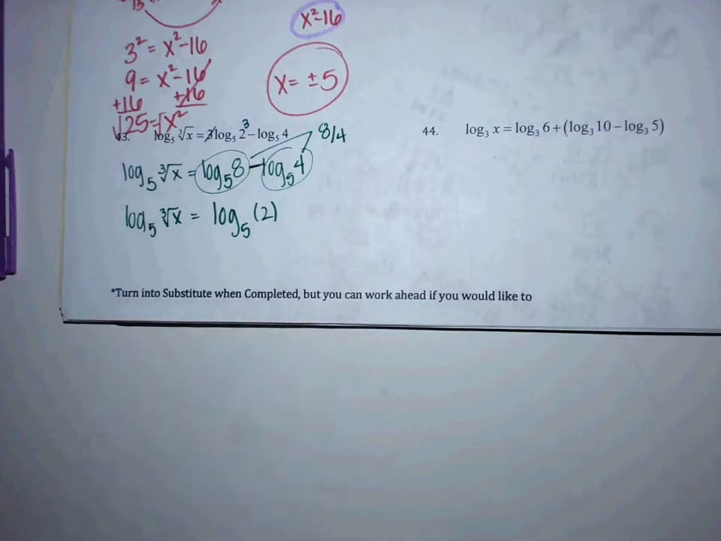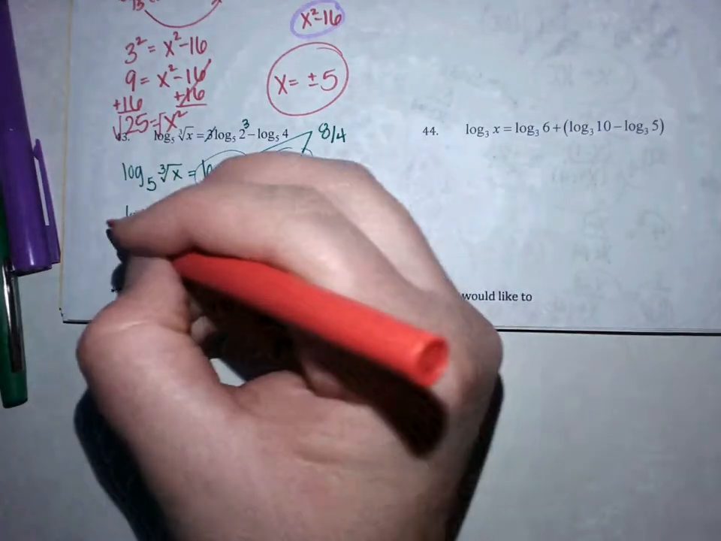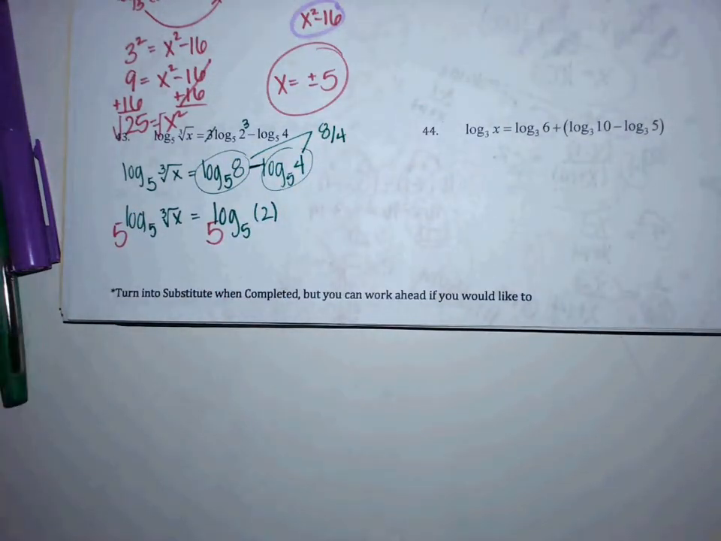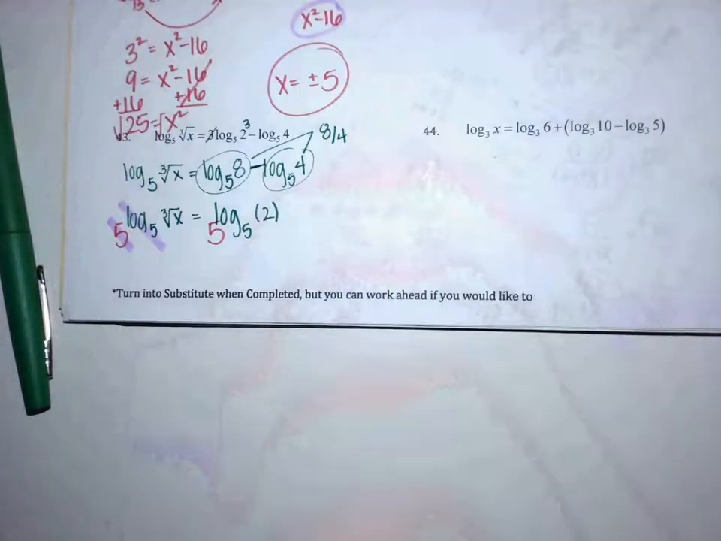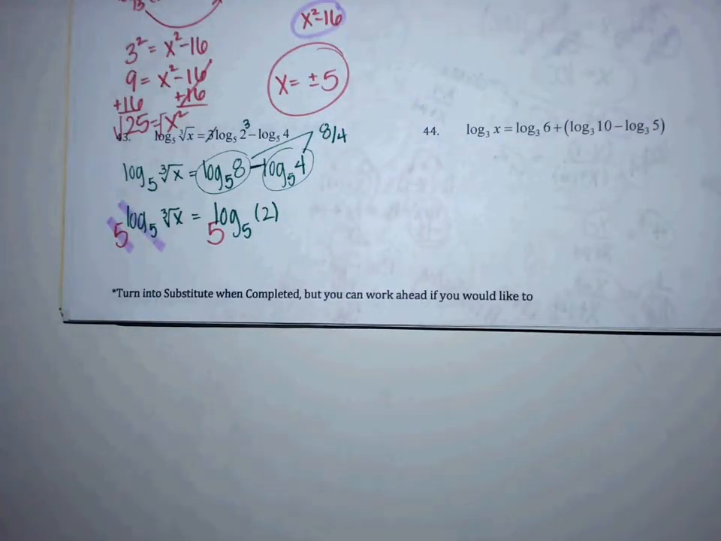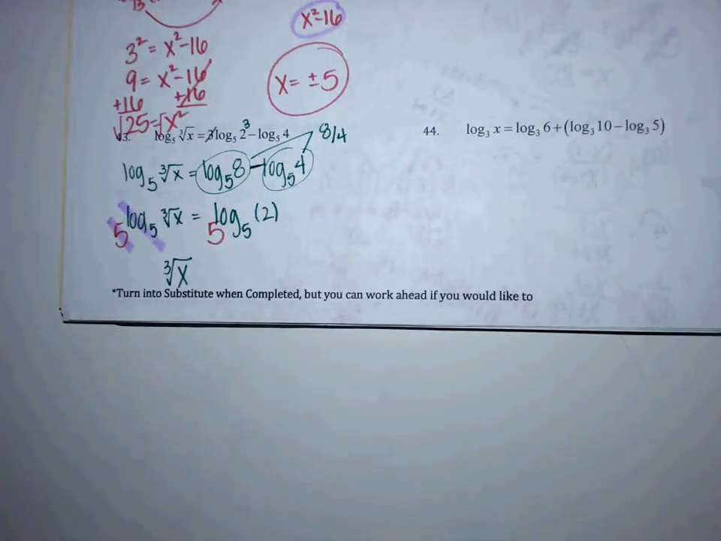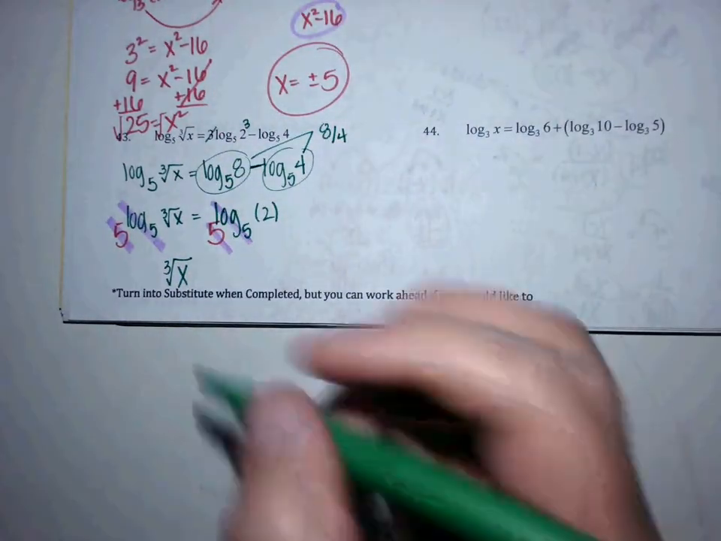Then from there, to get rid of my 5 as my base, I have a log little 5 and a log little 5. I can boom, 5 it, boom, 5 it. And then remember that when you 5 a log 5, these guys eliminate. So I have the cubic root of x equals, and then on the other side, you have a 5 log 5. These guys cross out. You have a 2 on the other side.